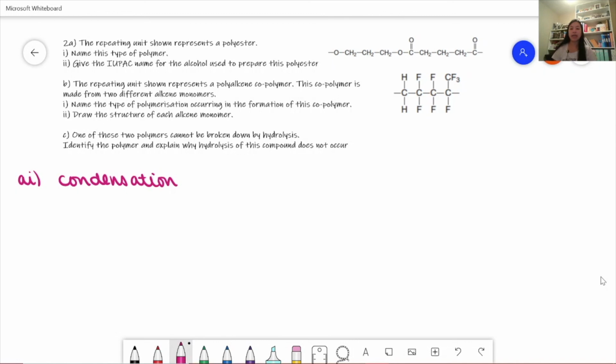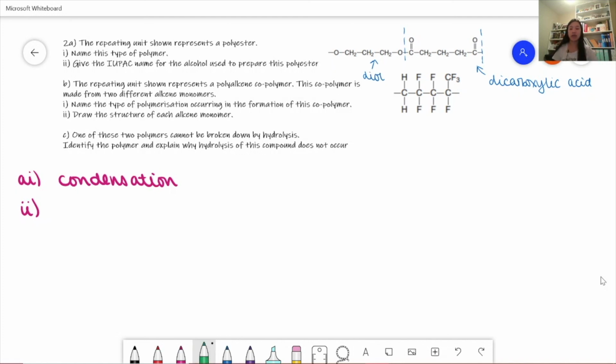And then for the IUPAC name for the alcohol, first we need to remember that to form a polyester, we need a diol and a dicarboxylic acid. And so we can split up this polyester into the alcohol bit and the carboxylic acid bit. So if I split it here, then this section here will be from the dicarboxylic acid, and this section here will be from the diol. And so it's the diol bit that we want.